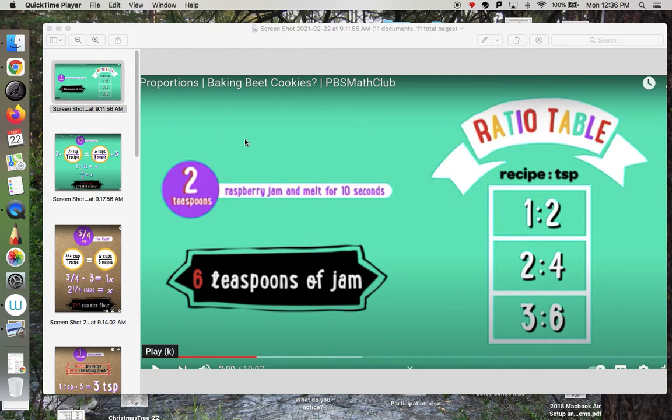So this first one, just to remind you, the video was about a beet cookie recipe, and they were tripling the recipe. One way to do that is through a table. One recipe takes 2 tablespoons of raspberry jam. If you double that, 2 recipes takes 4, and 3 takes 6. So there's 2 for each recipe, and that's what this table is about. For 3 recipes, it was 6 tablespoons of jam.